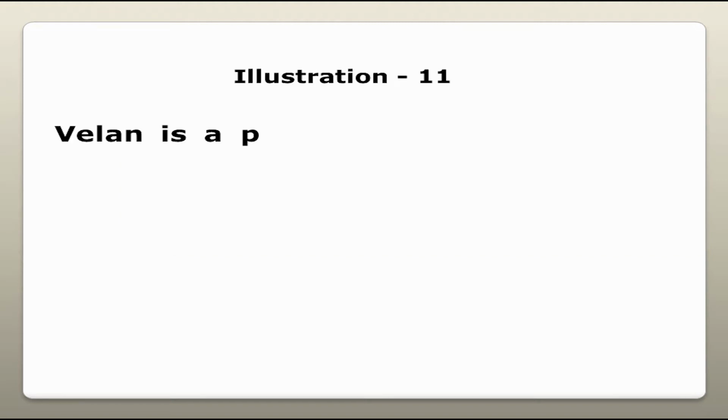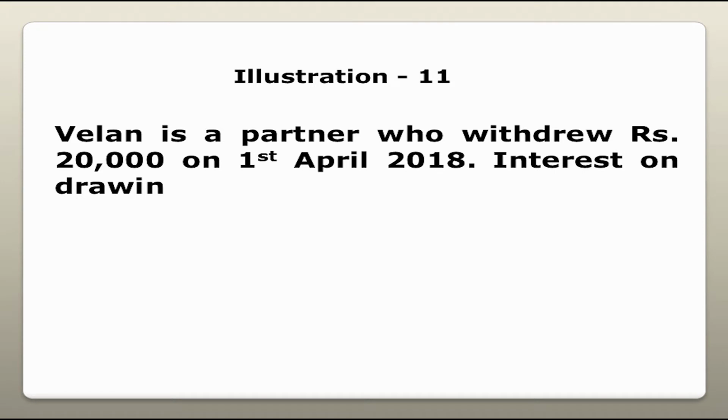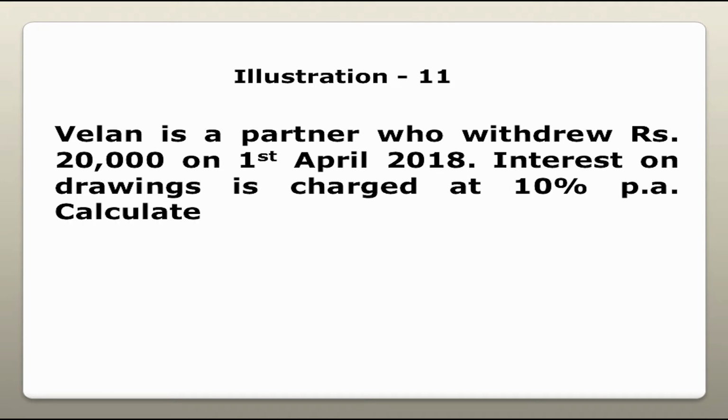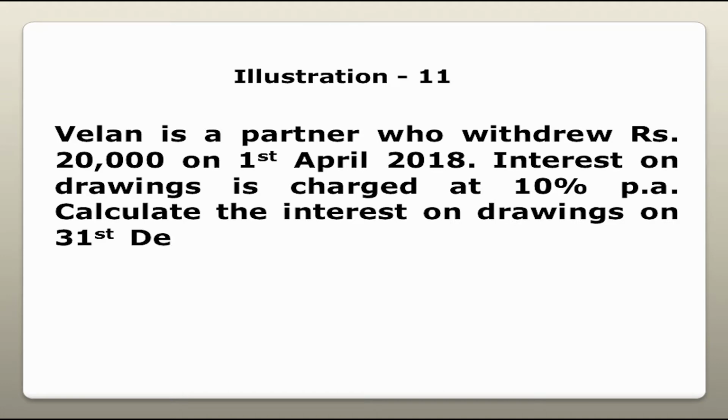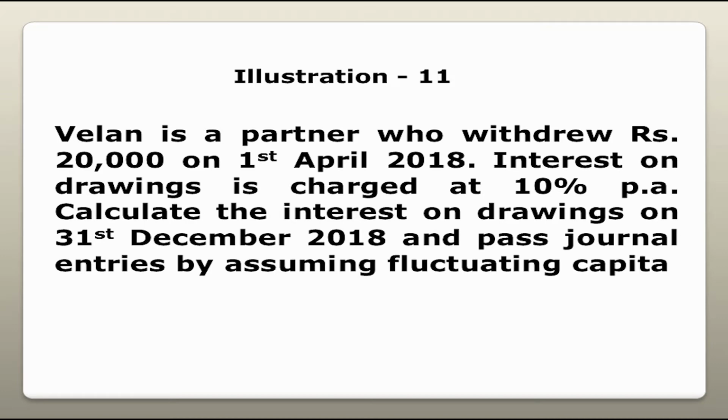Illustration 11. Valen is a partner who withdrew rupees 20,000 on 1st April 2018. Interest on drawings is charged at 10% per annum. Calculate the interest on drawings on 31st December 2018 and pass journal entries by assuming fluctuating capital method. Here, on 1st April 2018, Valen has withdrawn rupees 20,000. Rate of interest is 10%. The closing date is 31st December 2018. So after calculation of interest, we have to pass journal entries also.